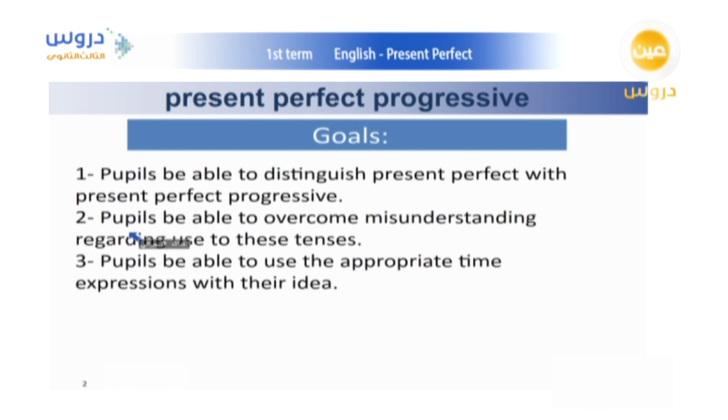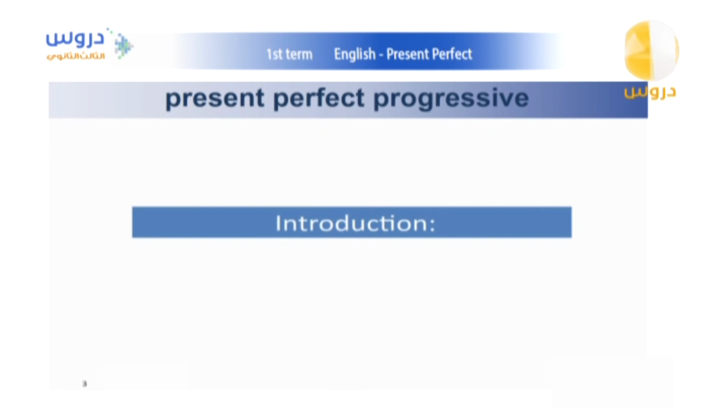The second goal is the students be able to overcome misunderstanding regarding the use of these tenses. We'll try to overcome misunderstanding how to use the present perfect and the present perfect progressive. And also the students be able to use the appropriate time expressions with their ideas. So these are the goals of this class.